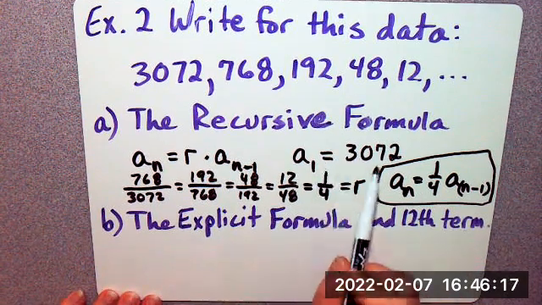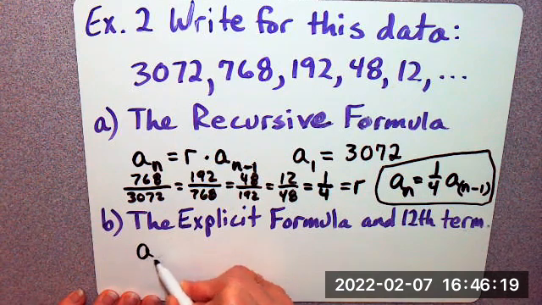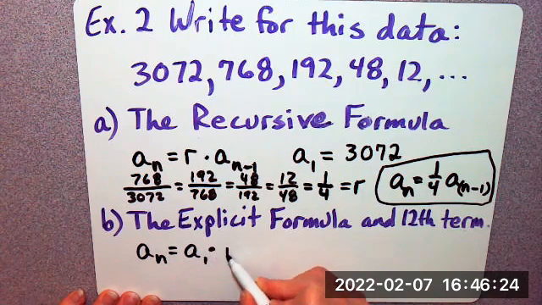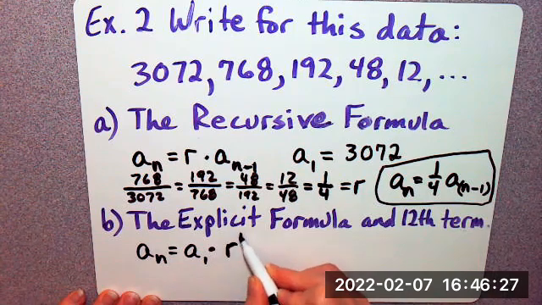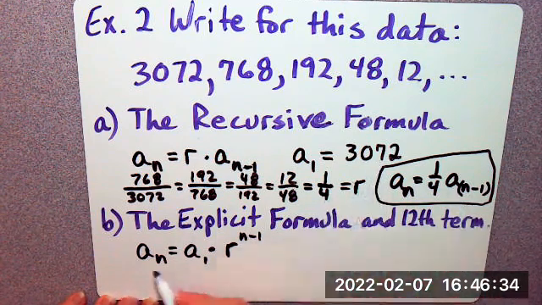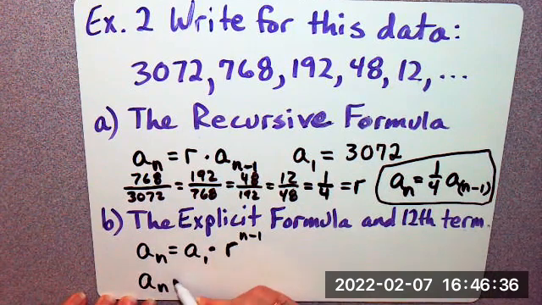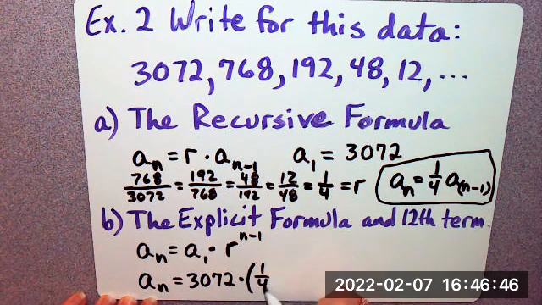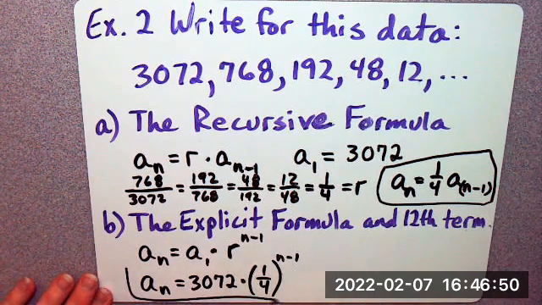So we know A_1 is this, and we know the explicit formula is A_n equals A_1 times r to the n minus 1. So we substitute that in for A_1, we substitute 1/4 in for r, and we have our explicit formula. So we have 3072 times 1/4 to the n minus 1, and that's the equation.